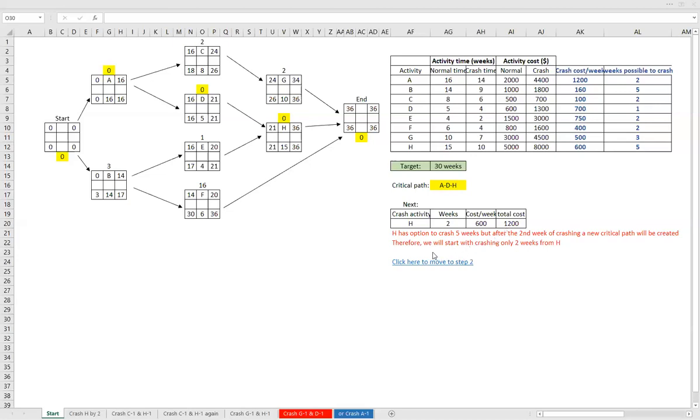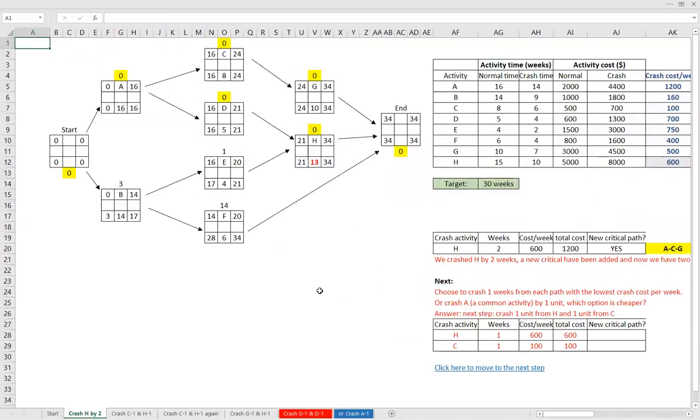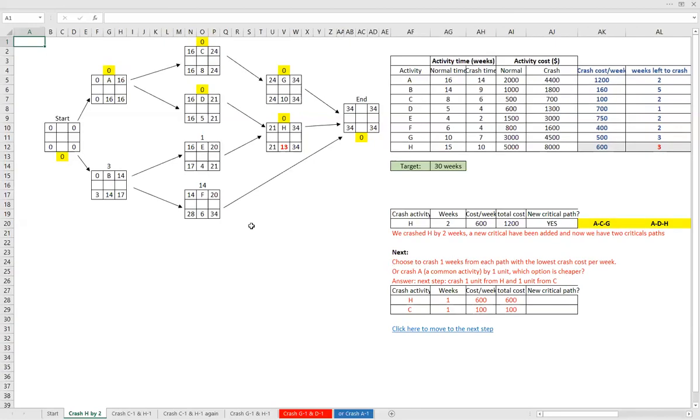So the next step is we'll see what the network looks like when we reduce the 15 weeks of normal time for H to 13. So I'll click here to move to step number 2. And here I am in step number 2. I'll zoom in a bit. And in step number 2, you see I reduced the crash time for H to 13.